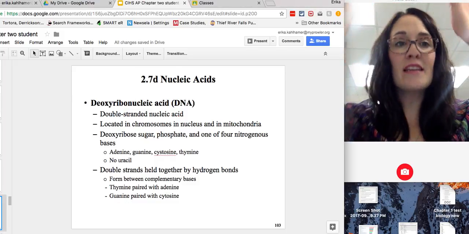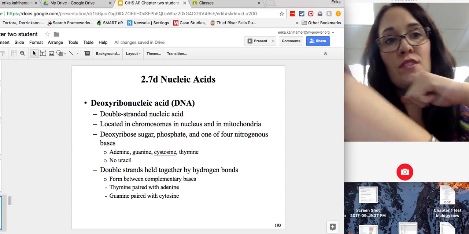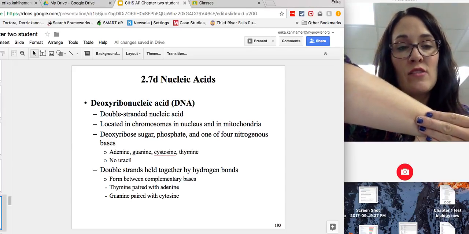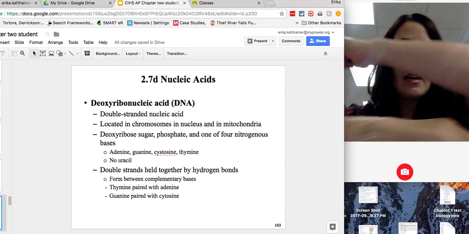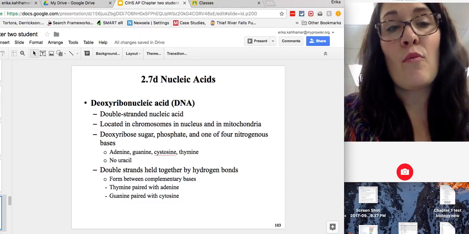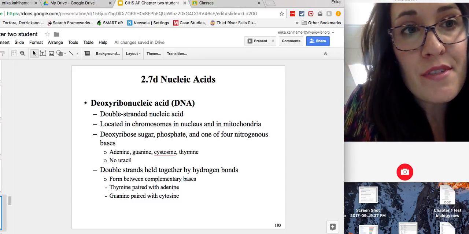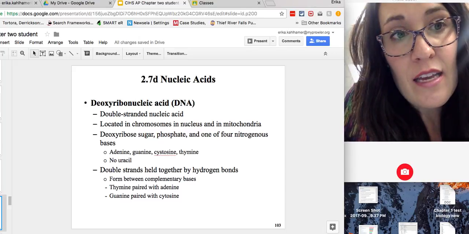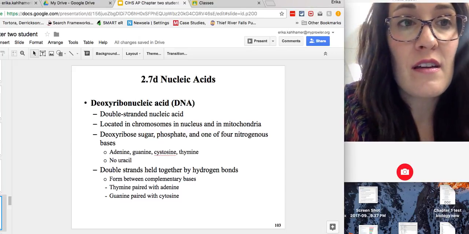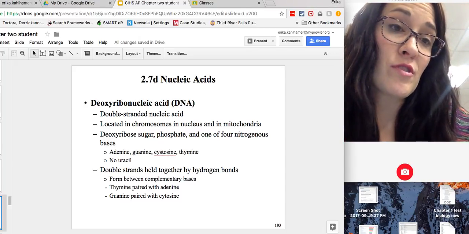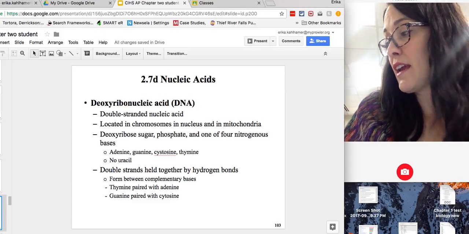So DNA is double-stranded. 1 strand of nucleotides over here, another strand of nucleotides over there. Where do we find DNA? It's in your chromosomes, in the nucleus of your cells. We also find maternal, so from your mom, DNA in mitochondria.